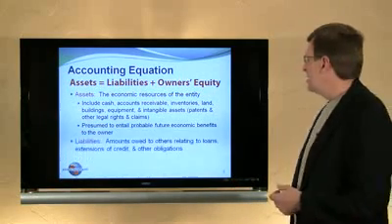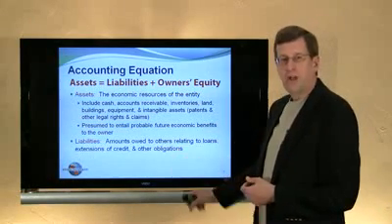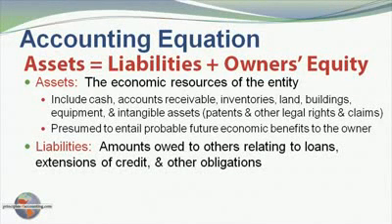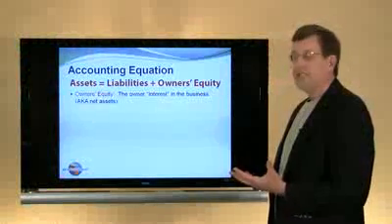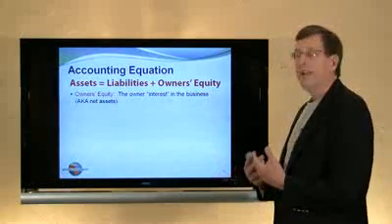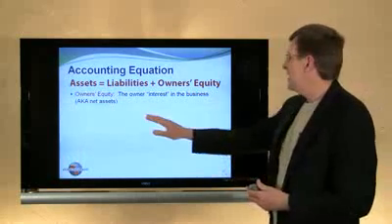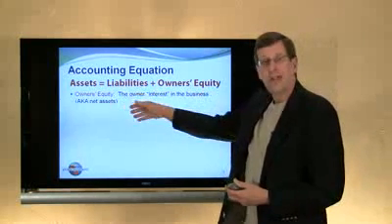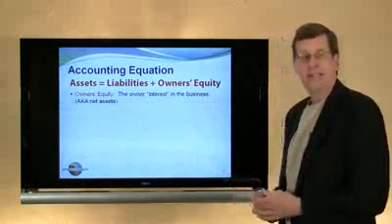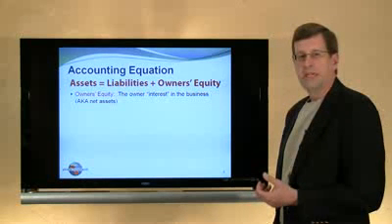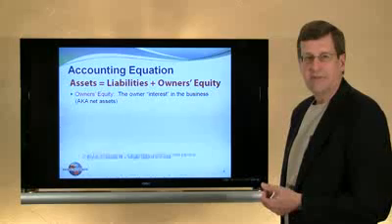The claims against those entities consist of, first of all, liabilities. Those are amounts that are owed to others, such as for loans, extensions of credit, other types of obligations. The equality is finally established by owner's equity. Owner's equity is the residual. Another way to think of the accounting equation, instead of saying assets equal liabilities plus owner's equity, you could say assets minus liabilities leaves the owner's equity, the residual interest. It's the owner's interest in the business, also known as the net assets of the business.